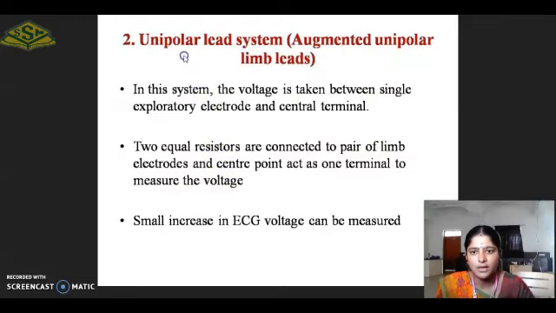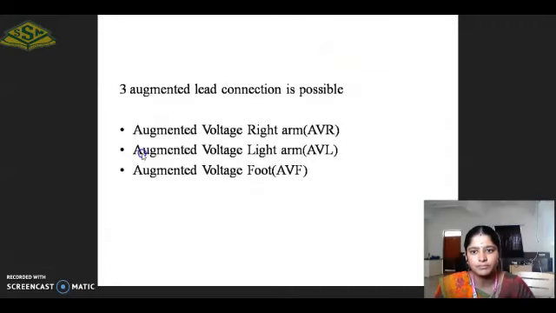So next we are going to see about the unipolar lead system. We already know that the unipolar lead system is also called augmented unipolar limb leads. From the name itself we can say unipolar, so here we use a single electrode for measuring ECG activity. Two equal resistors are connected to a pair of limb electrodes, and the center point acts as one terminal to measure the voltage. The reason we move from bipolar to unipolar is that here we can measure a small increase in ECG voltage.